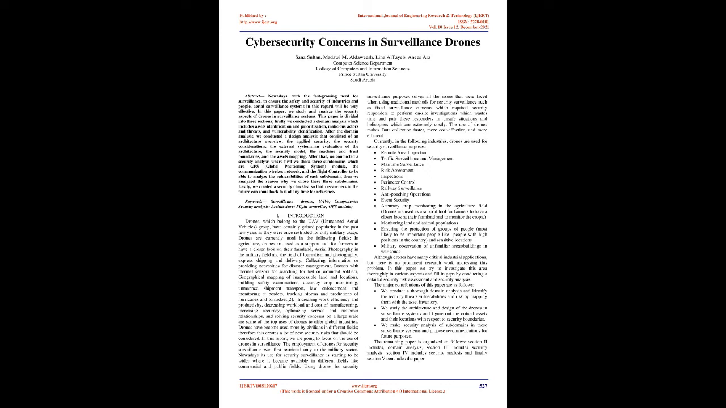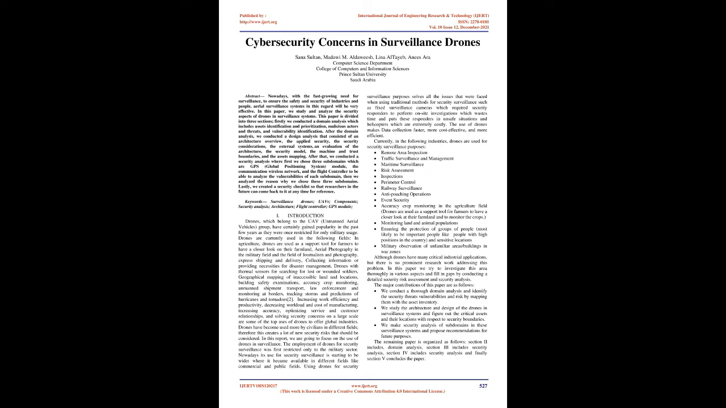mapping. After that, we conducted a security analysis where first we chose 3 subdomains, which are the GPS (Global Positioning System) Module, the Communication Wireless Network, and the Flight Controller, to be able to analyze the vulnerabilities of each subdomain. Then we analyzed the reason why we chose these 3 subdomains. Lastly, we created a security checklist so that researchers in the future can come back to it at any time for reference. Keywords: surveillance drones, UAVs, components, security analysis, architecture, flight controller, GPS module.